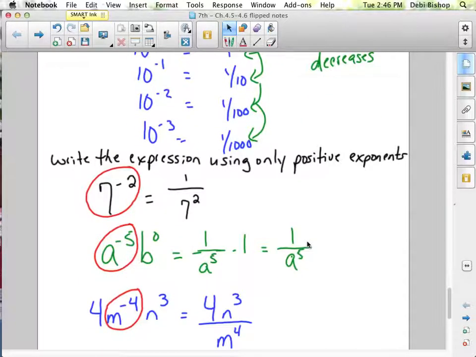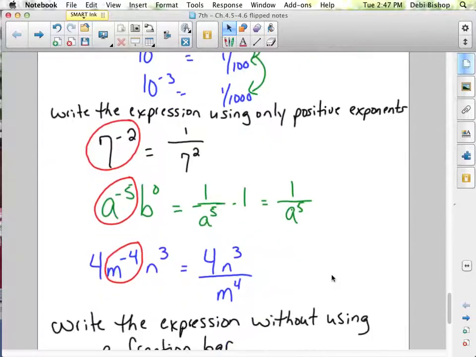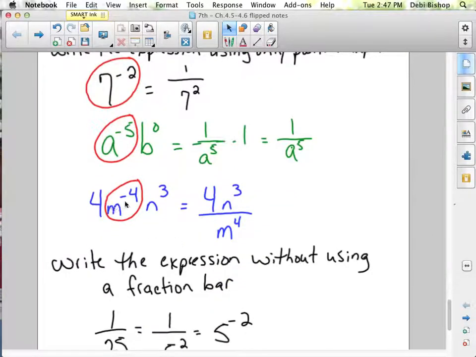So these are examples of how you write the expression using only positive exponents. So 7 to the negative 2. Again, this negative is attached to the 7, so it's 1 over 7 squared. a to the negative 5, b to the 0. Well, my negative 5 is attached to my a, so that's 1 over a to the 5th, and then b to the 0 is 1, so I'm left with 1 over a to the 5th. This one's a little trickier. 4m to the negative 4, n cubed. So my negative 4 is attached to my m. So that's the only one that we're going to put over 1. So my 4 stays in my numerator, and my n cubed stays in my numerator, and then my m to the 4th is now on the denominator because you're multiplying them all together.